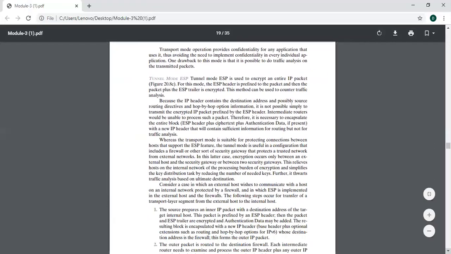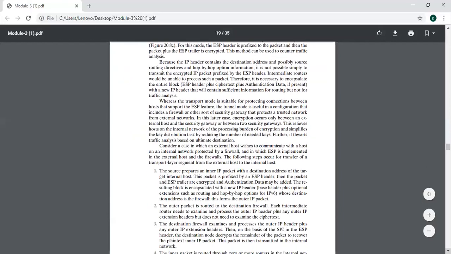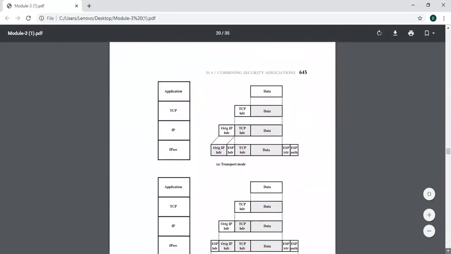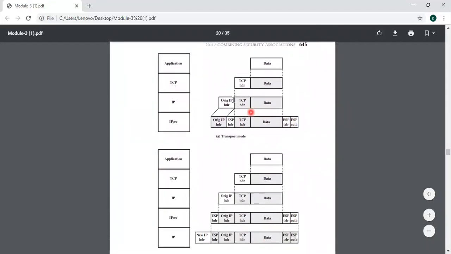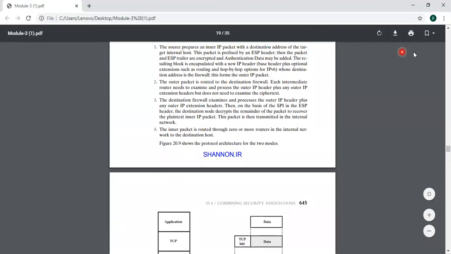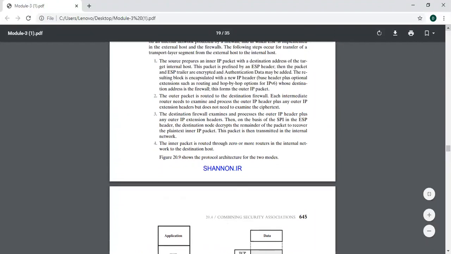Next is tunnel mode ESP. Tunnel mode ESP is summarized using this diagram. You can see application, TCP, IP, security. Application, TCP, this is for transport mode. Application, TCP, IP, security, IP: one more extra field is added in the tunnel mode. Here it is summarized using these points.